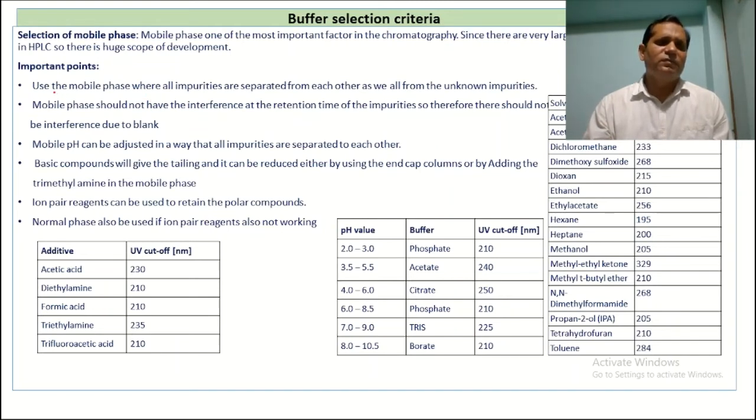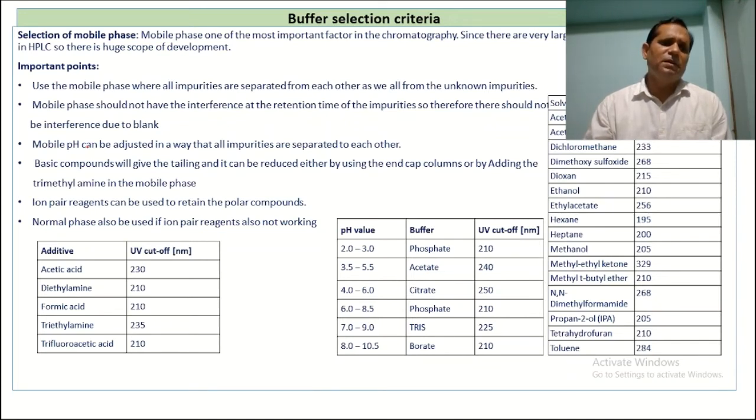Before starting the development, we have to think about a few points. First, use a mobile phase where all impurities are well separated from each other. The mobile phase should not have interference at the retention time of the impurities, so there should not be interference from the blanks. You have to choose a mobile phase which does not give any interference at the impurities' RT. If there is any interference at the impurities' RT, then we have to choose a different buffer.